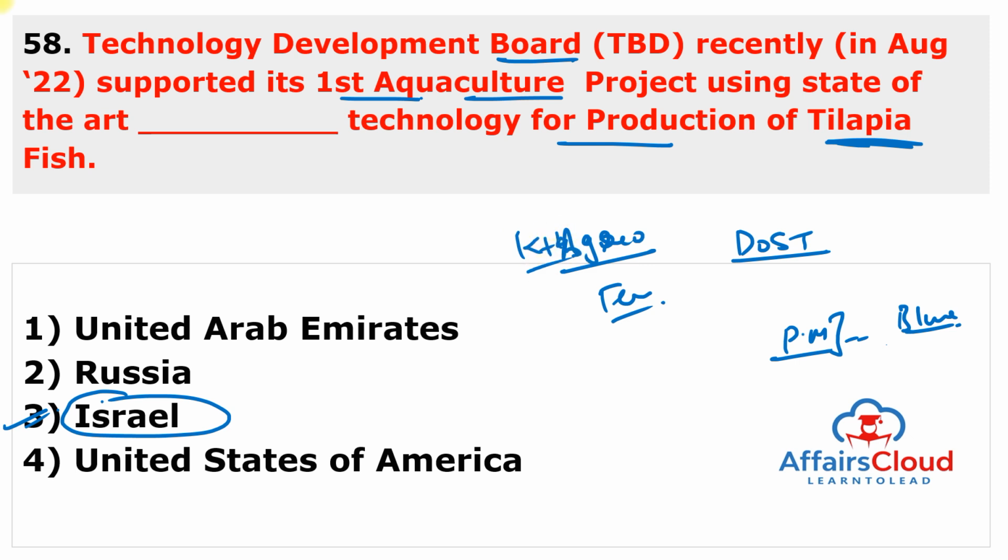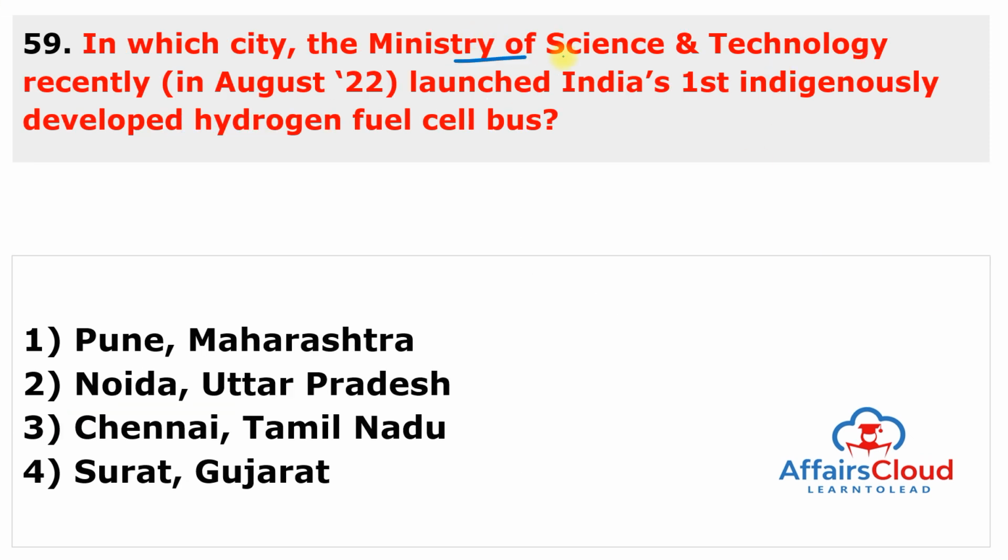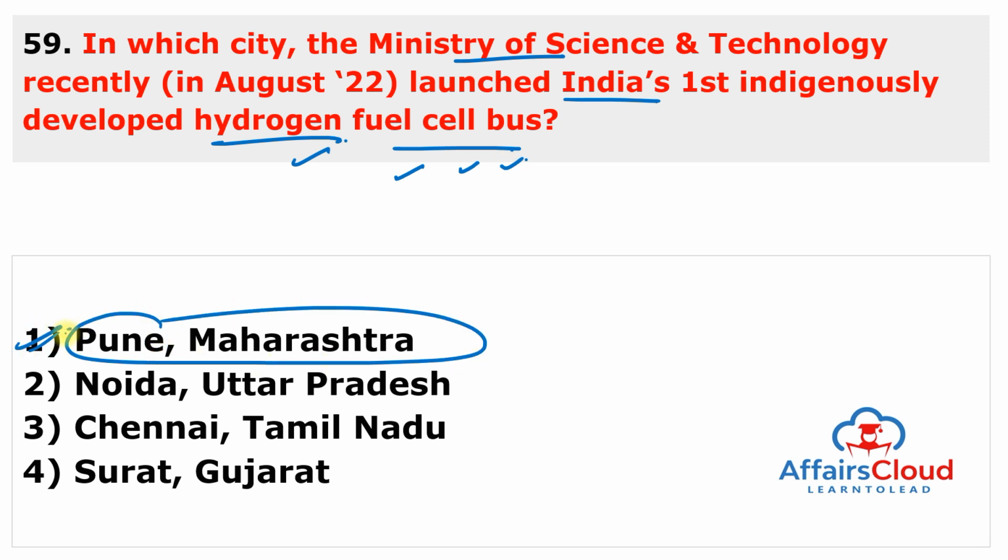Moving to next question. In which city did the Ministry of Science and Technology recently launch India's first indigenously developed hydrogen fuel cell bus? This is Pune, Maharashtra. So, 1 is the answer.